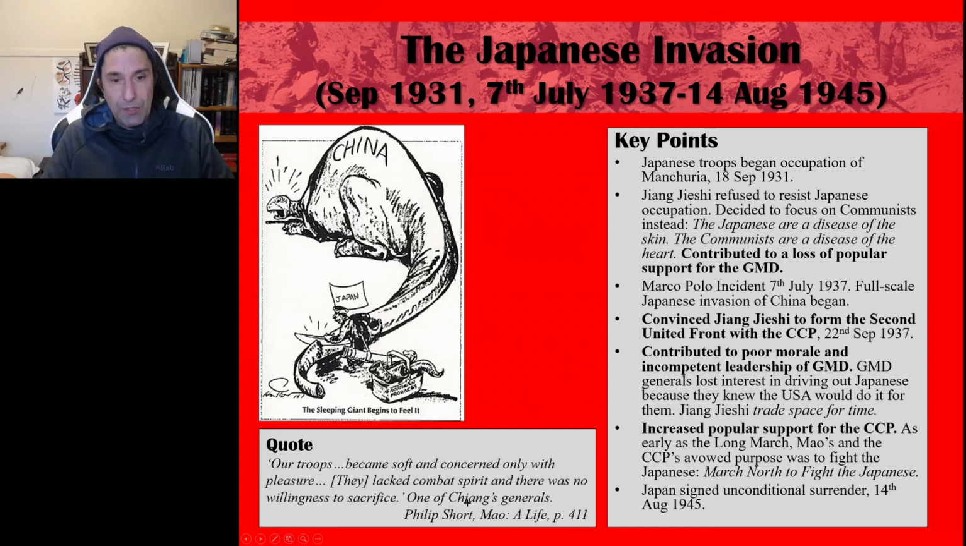So according to this general, our troops became soft and concerned only with pleasure. They lacked combat spirit and there was no willingness to sacrifice. So this, one of Chiang Kai-shek's generals, was saying one of the reasons why they lost the Civil War, and what happened as a consequence of their strategies in the Second Sino-Japanese War was that it actually undermined the fighting prowess of the Kuomintang troops.